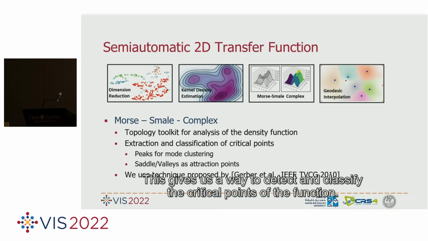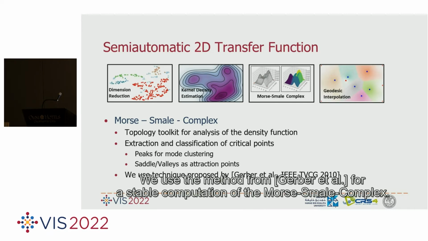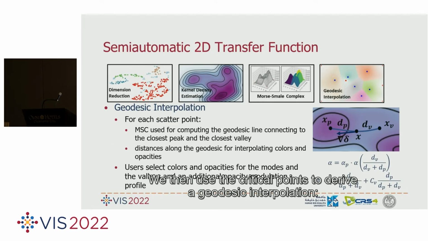This gives us a way to detect and classify the critical points of the function. We use the method from Gerb et al. for a stable computation of the Morse-Smale complex. We then use the critical points to derive a geodesic interpolation.